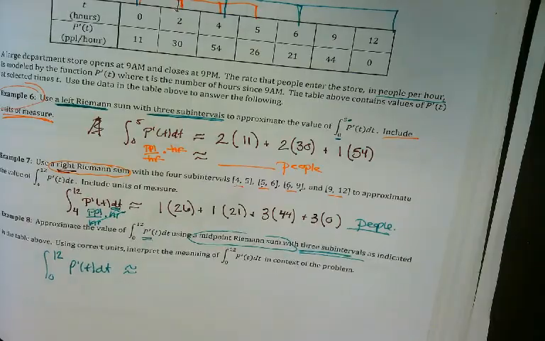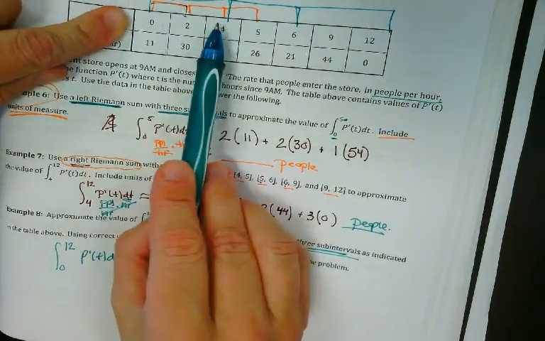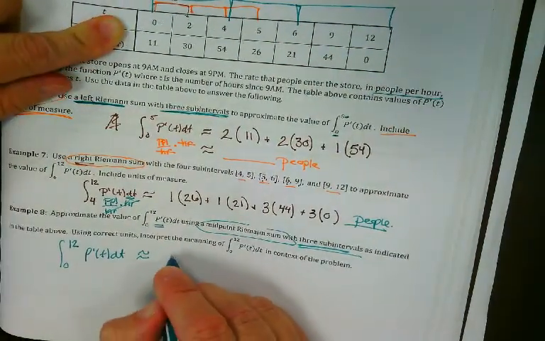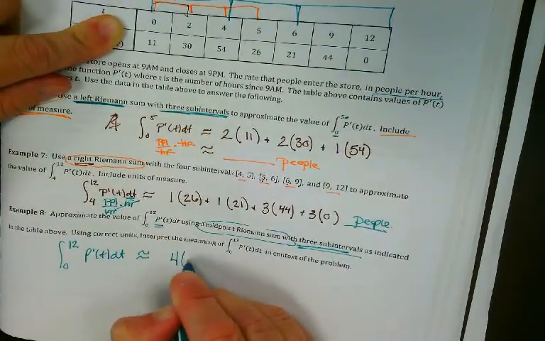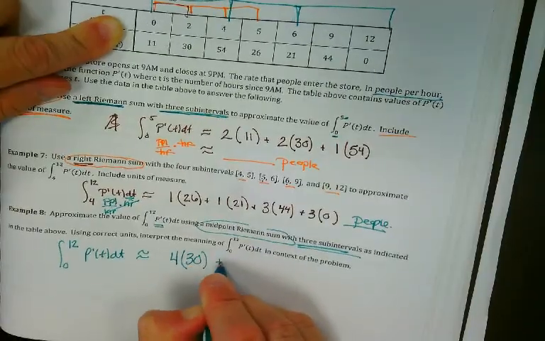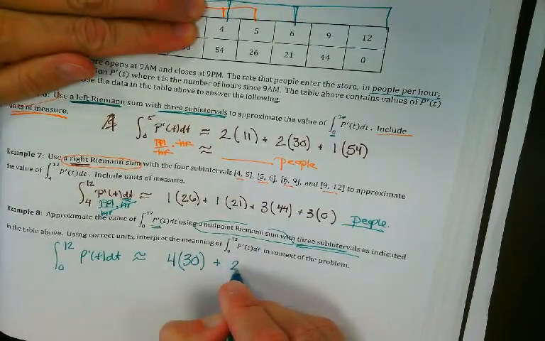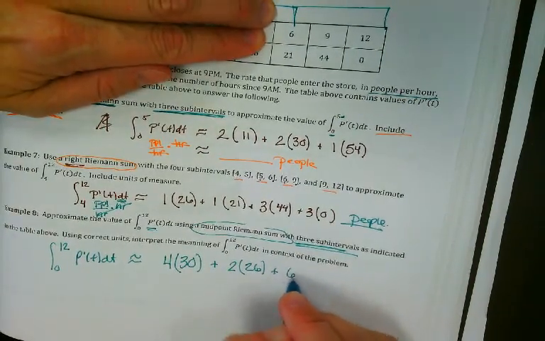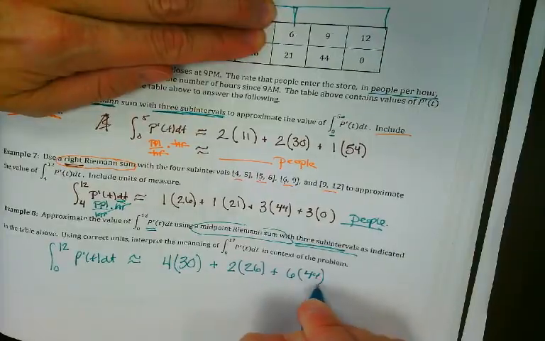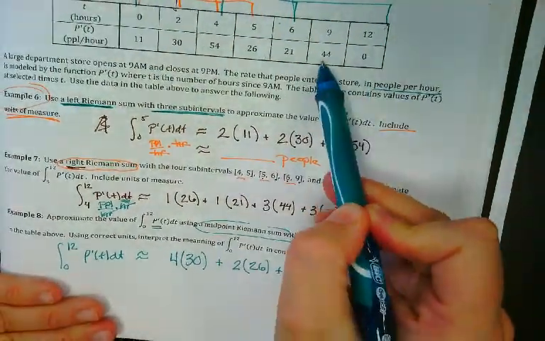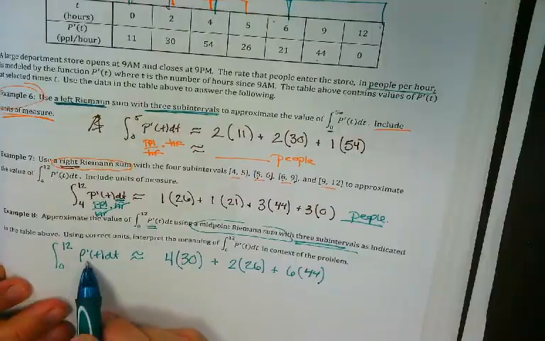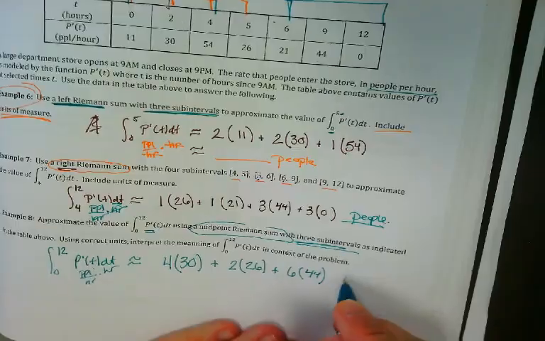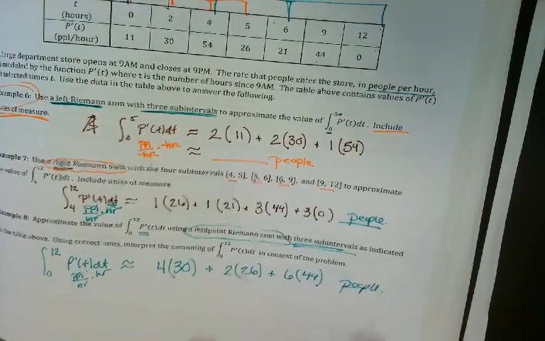Okay. All right. So it splits up nicely into groups of 3. 0 to 4, 4 to 6, 6 to 12. What's our first base? 4, and the height in the middle is 30. What's the next base? 2, height in the middle? 26, perfect. Last base? 6, height in the middle? 44. Okay, so again, base, height. I'm still doing P prime of t, which is people per hour, times the t's, which is hours. So I'm still getting the approximate amount of people.